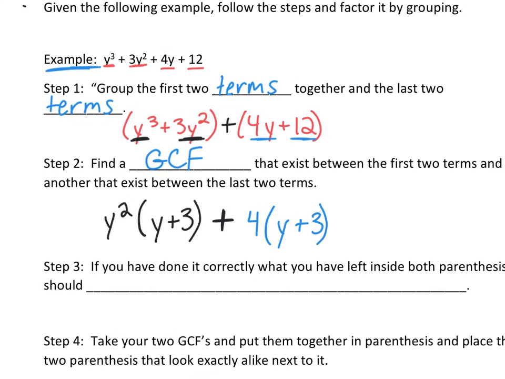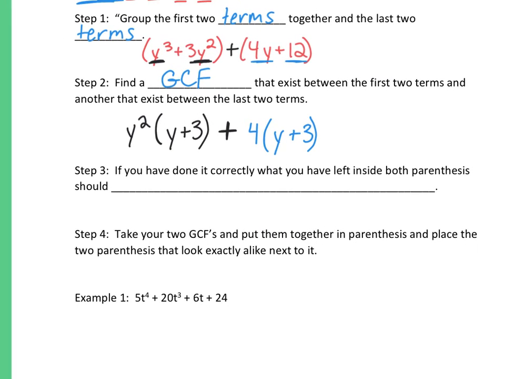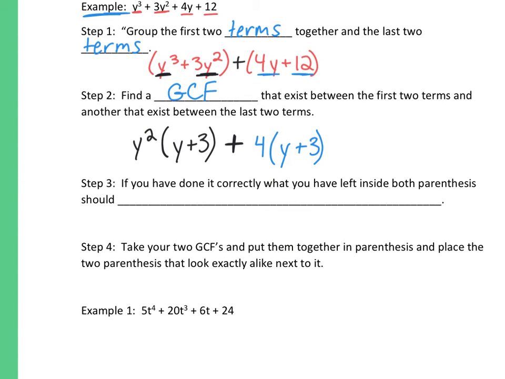Do we just equal that all to 0? Hold on. Step 3, it says, if you have done this correctly, what you have left inside both sets of parentheses should match perfectly. It should be identical. Do we see that this y plus 3 matches this y plus 3? Those are the same? Yeah? Same sign, same variable, same number?